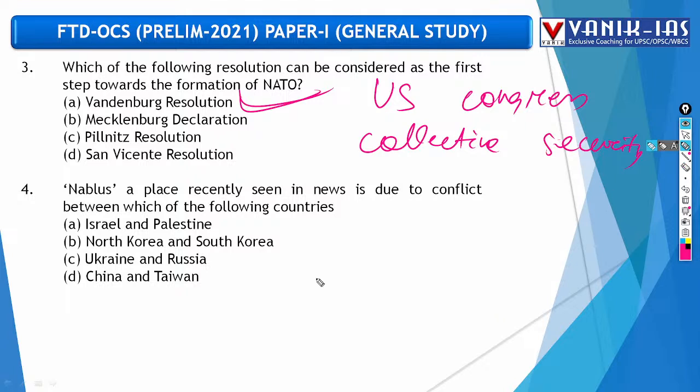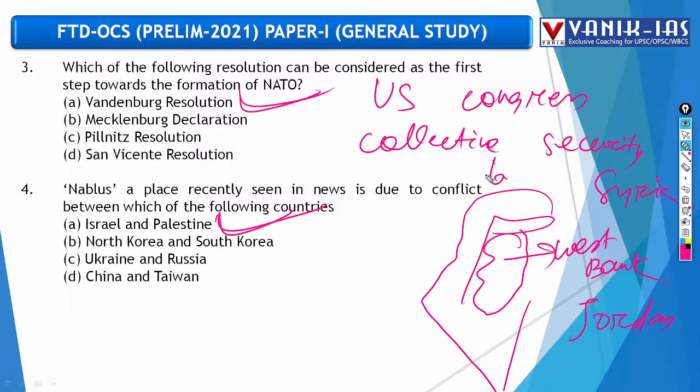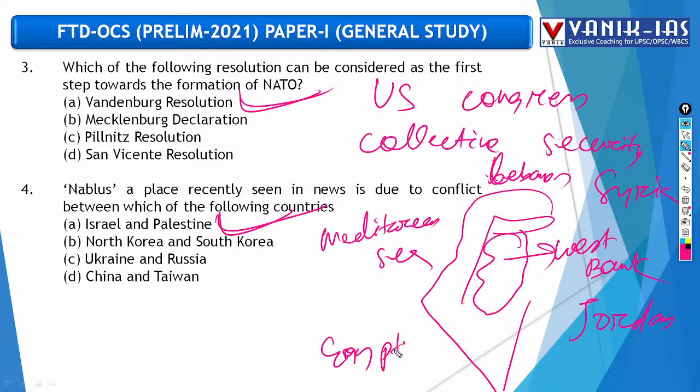Next, Nablus. The place Nablus is recently seen in the news due to the conflict between which of the following countries? It is the conflict between Israel and Palestine. See, the map of Israel is like this, a long country, and here is your West Bank. Here is Jordan, here is your Syria, here is Lebanon, here is the Mediterranean Sea, and here Egypt.